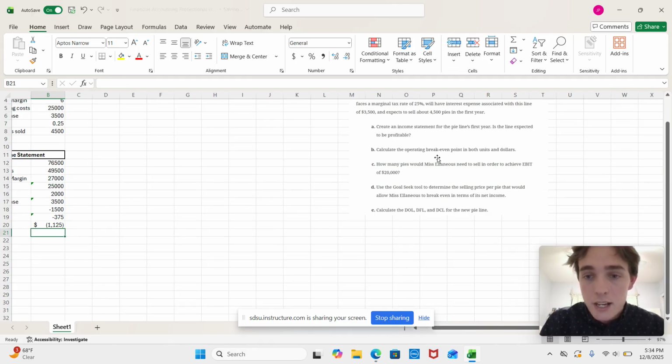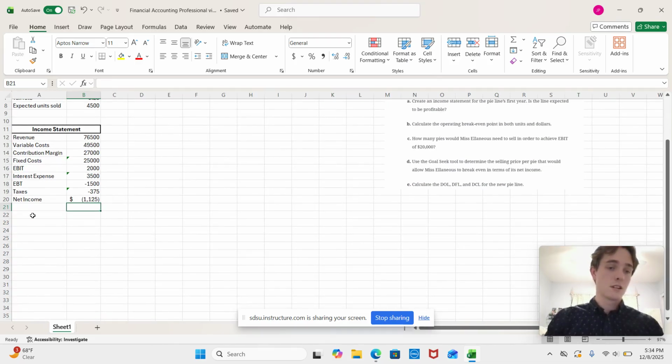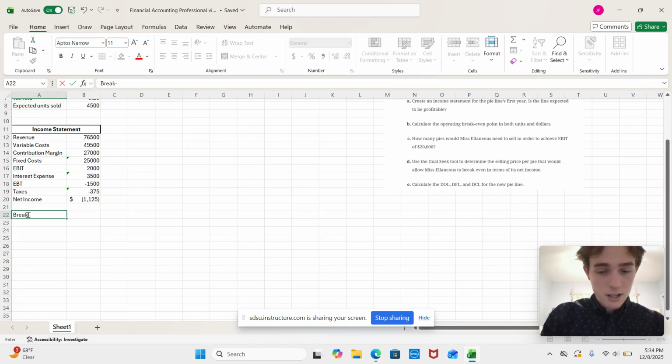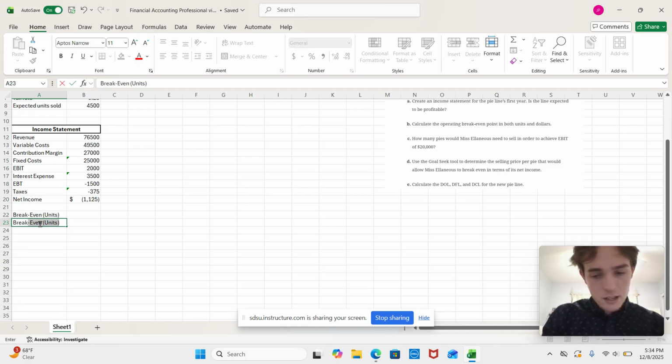Calculate the operating break-even point in both units and dollars. Okay, so we're going to come down here to number 22, and we're going to do break even, and then we're going to do units in parentheses. I guess I'll make that E in uppercase just to make it look better. And then we're going to go down to 23 and do break even and put in parentheses dollars.